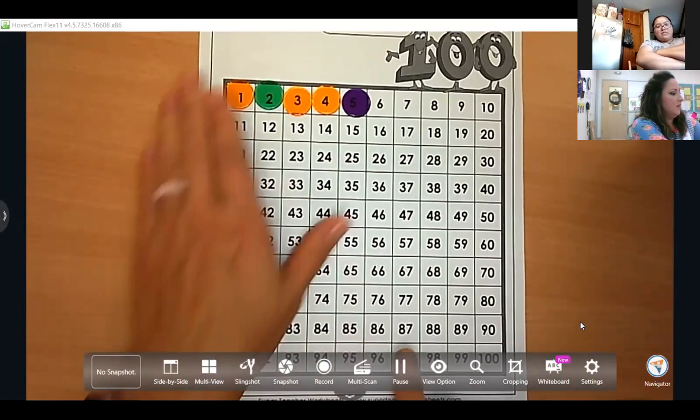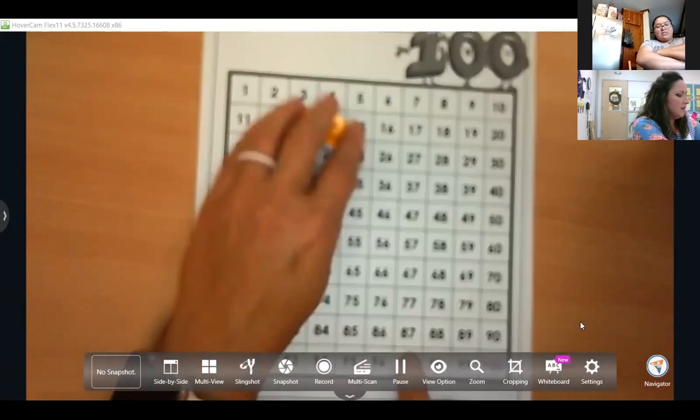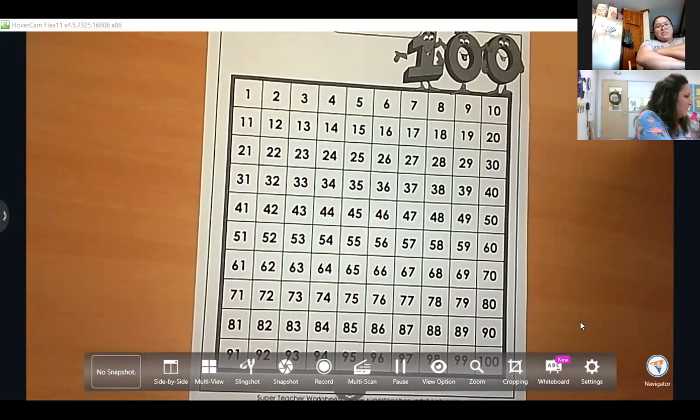Adding, subtracting. I think I said that already. So that was a repeat.